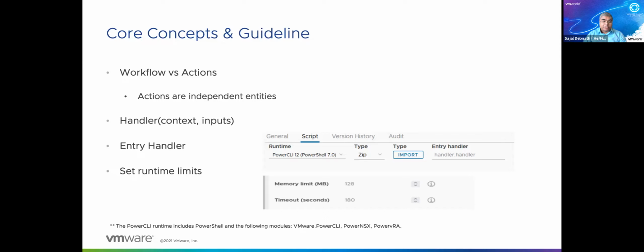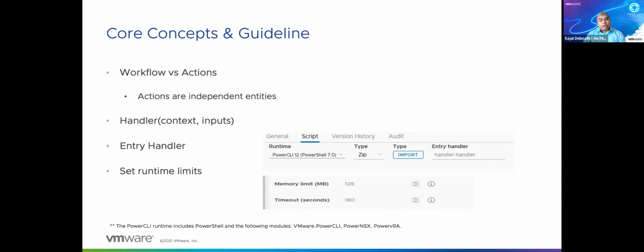The other important aspect is to set the runtime limits. Typically for PowerShell, the default memory limit that is given is pretty low. So sometimes you may see that you are trying to run a script which is written in PowerShell, but the task is failing because there's not enough memory. So while writing that script, change that memory limit.